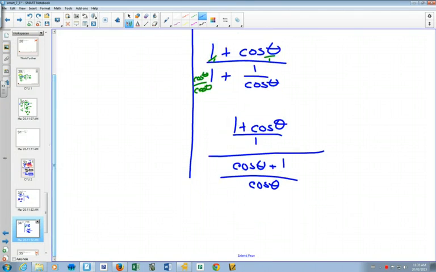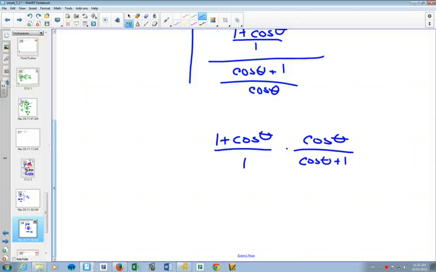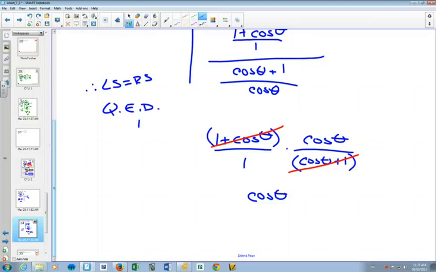When I multiply by the reciprocal, I'm going to group these together because they have a plus sign in between them, and I hope you can see that they're the same. And because they're the same, you can simplify those and you just have cos theta. So therefore, my left side is equal to my right side. And we're done.